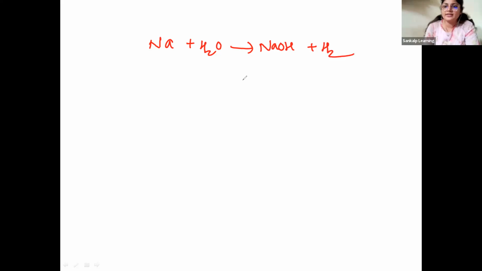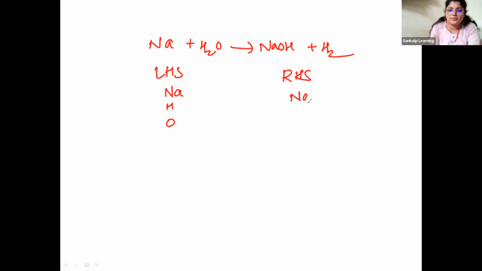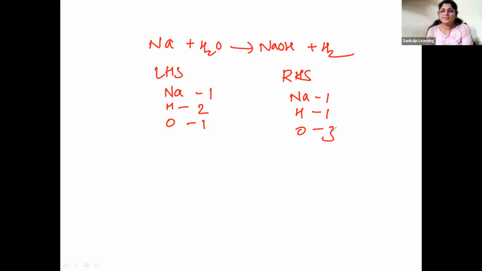The first one is Na plus H2O giving you NaOH plus H2. So left hand side is our reactants and right hand side is our product. So we have to see LHS is equal to RHS. On the LHS we have sodium, hydrogen, oxygen; on the RHS, sodium, hydrogen, oxygen. So how will we balance it? Sodium is 1 here, hydrogens are 2, oxygen is 1; sodium is 1, oxygen is 1, hydrogen is 3. How will you balance?